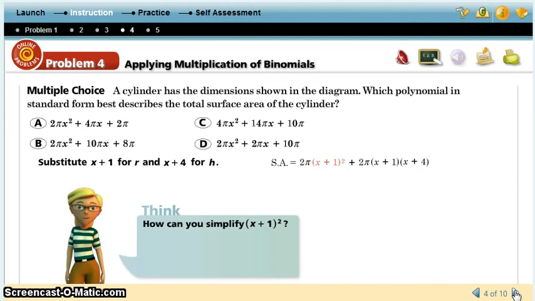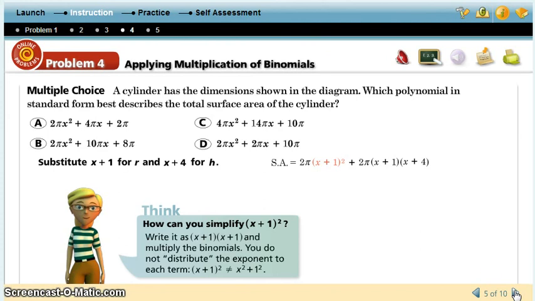How can you simplify the quantity x plus 1 squared? Write it as the quantity x plus 1 times the quantity x plus 1 and multiply the binomials. You do not distribute the exponent to each term. In other words, the quantity x plus 1 squared does not equal x squared plus 1 squared.